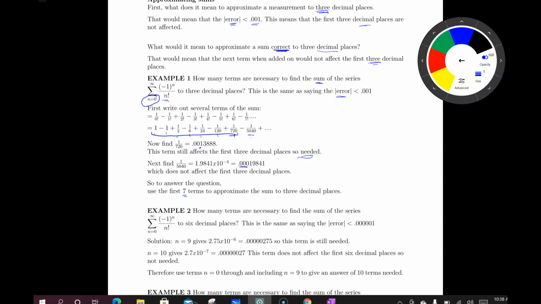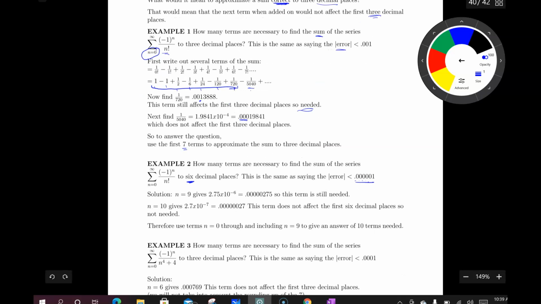Okay, so how many terms are necessary to find the sum of the series for this to 6 decimal places? All right, so same one. So that just means I have to go out further. So 6 decimal places means I have to have 1, 2, 3, 4, 5, and a 1. Less than this, right? So less than this means 6 decimal place accuracy. So I just want to make sure you see what they mean.